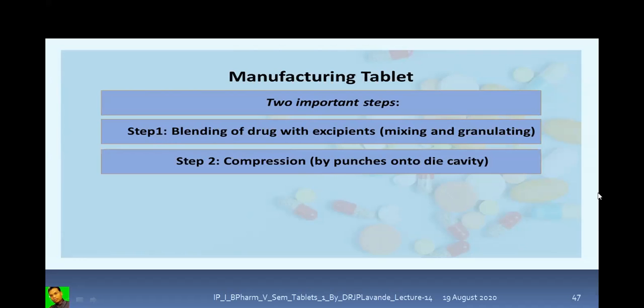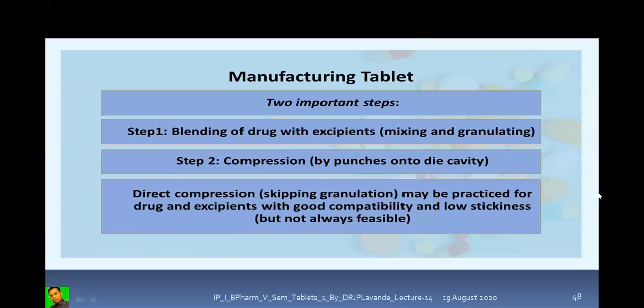The second step involves compression by the punches into the die cavity, between the upper and the lower punch, where the granules are subjected to compression. There is also direct compression, which skips the process of granulation and may be practiced for drugs and excipients with good compactability and low stickiness, but it is not always feasible.